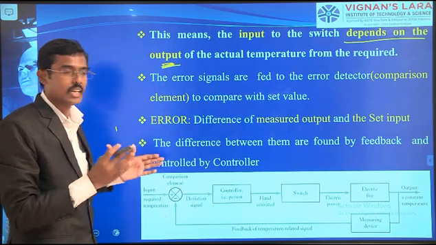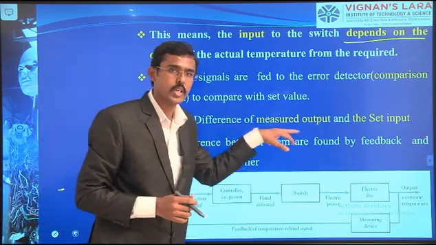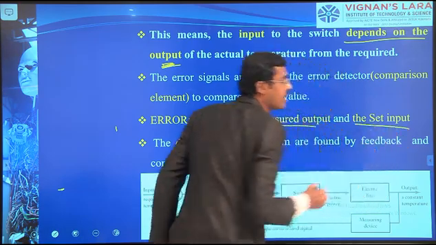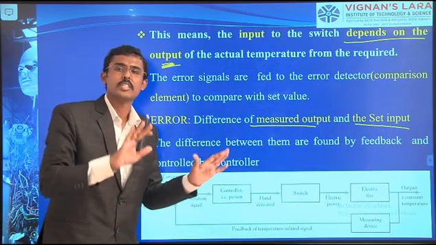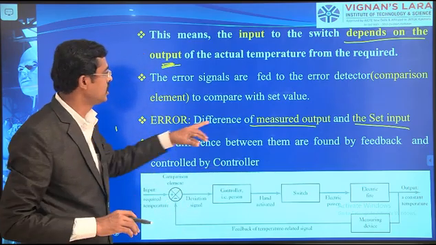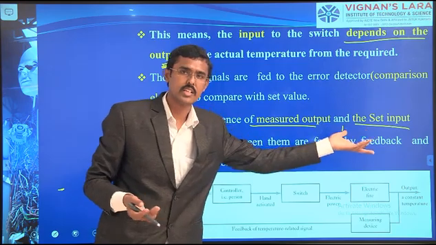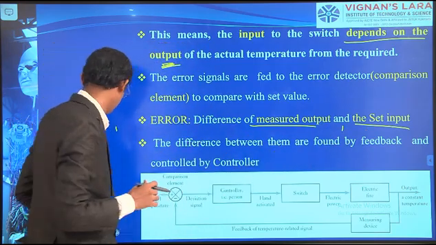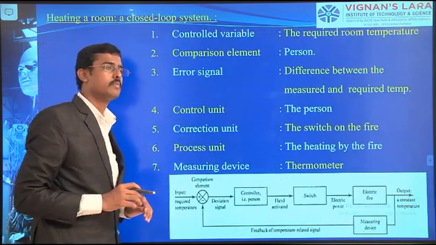It means the error. The error is the difference between the measured output and the set value. These things we know already. Error equals the reference or set value minus the measured one. The difference we are comparing here. Okay? You see, we conclude here.